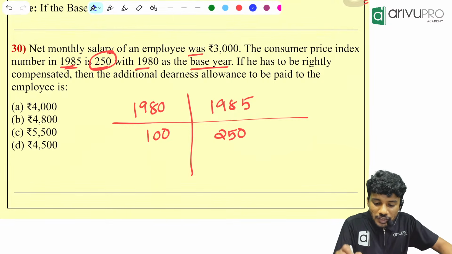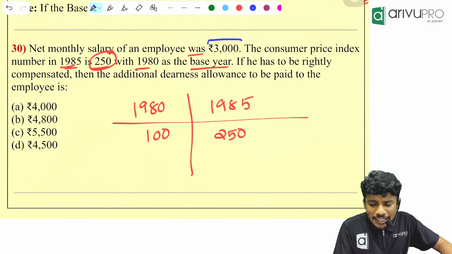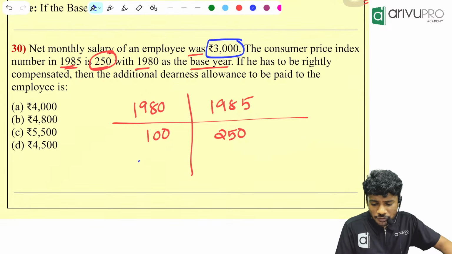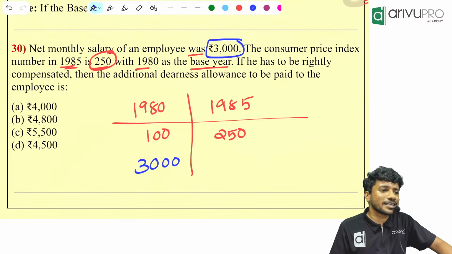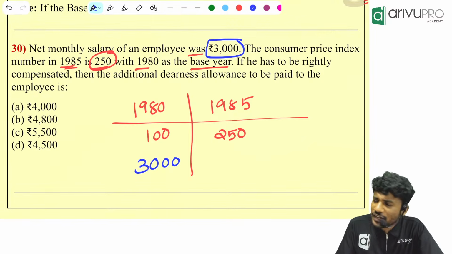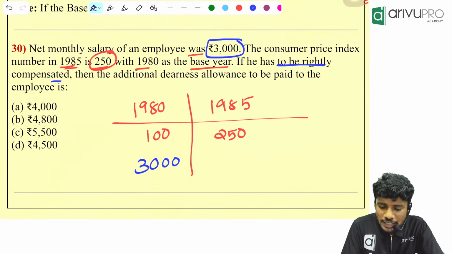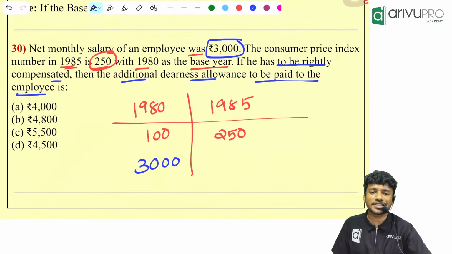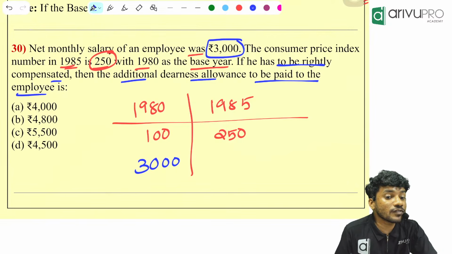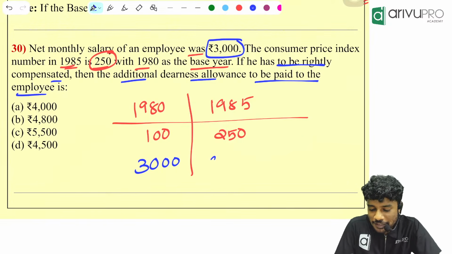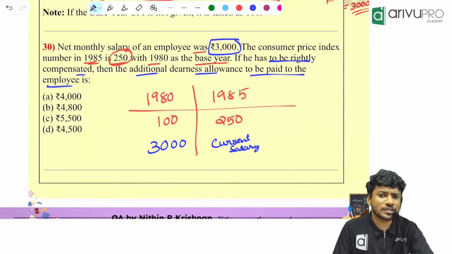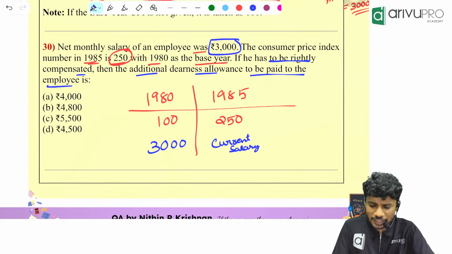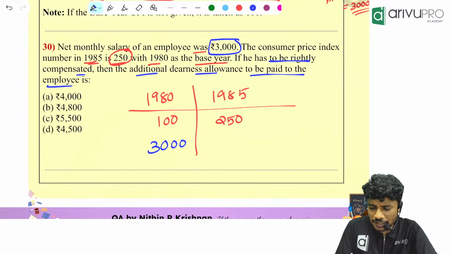Then they are asking, what was the salary actually in the current year? Was 3,000 means in the base year it was 3,000. They are asking, if he has to be rightly compensated, how much additional dearness allowance is to be paid to the employee? That means we need to find the current salary first. Then I can find the value of my dearness allowance. Current year salary minus base year salary will give that. Instead of current salary, can I write it as X?